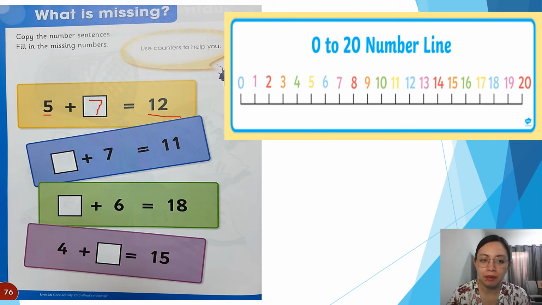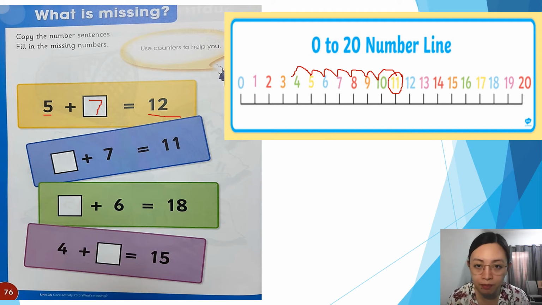So this one, if we observe, the square or the blank plus 7 is equal to 11. So we have to find what number should be added to 7 to have 11. Again, if there's one missing number, you have to subtract the small number from the bigger number. Here, the bigger number is 11. So we're going to subtract 7. Let's begin with 11. We have to minus or subtract 7. So we have to move 7 times to the left since it is subtraction. 1, 2, 3, 4, 5, 6, 7. So where did I stop? I stopped at number 4. So let's put number 4 here.